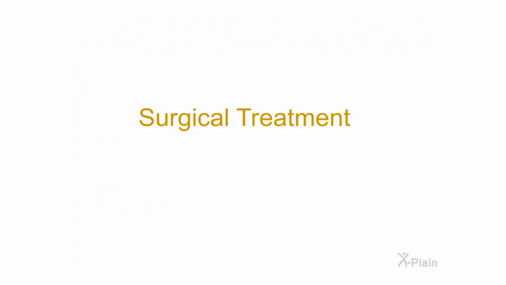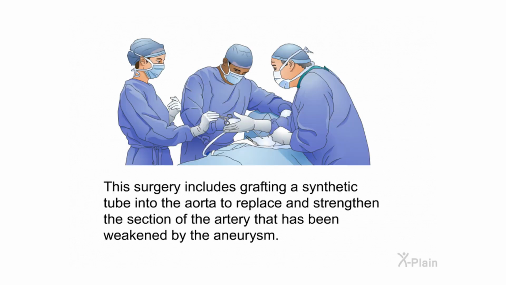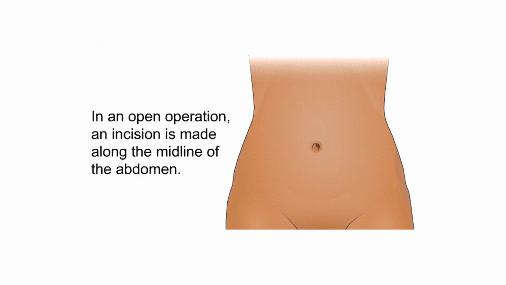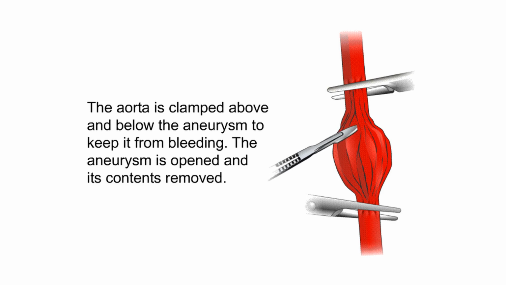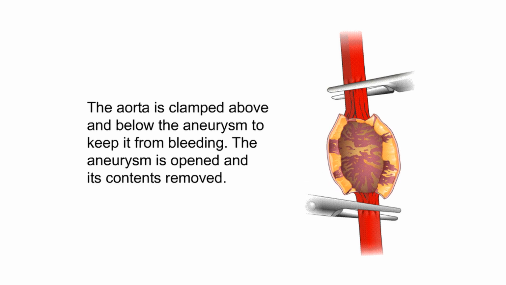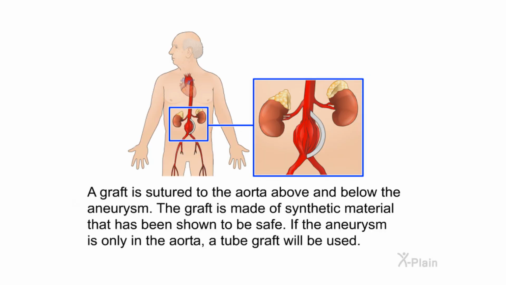Surgical treatment. This surgery includes grafting a synthetic tube into the aorta to replace and strengthen the section of the artery that has been weakened by the aneurysm. In an open operation, an incision is made along the midline of the abdomen. The aorta is clamped above and below the aneurysm to keep it from bleeding. The aneurysm is opened and its contents removed. A graft is sutured to the aorta above and below the aneurysm.